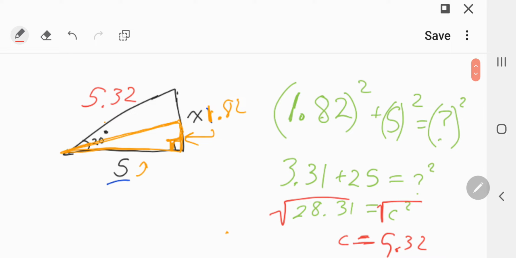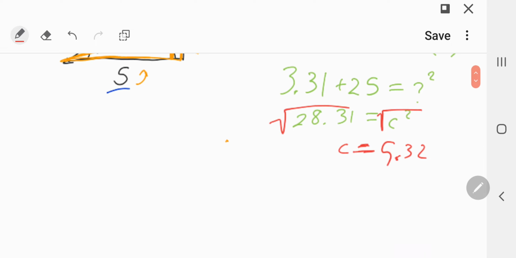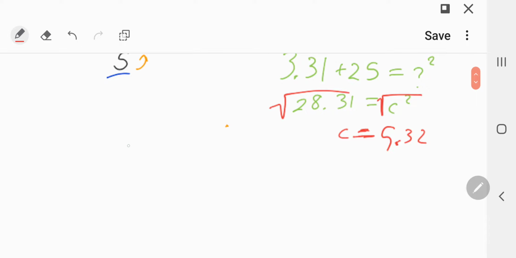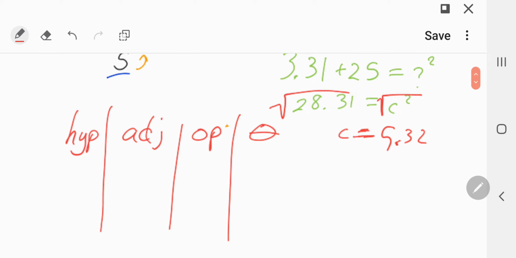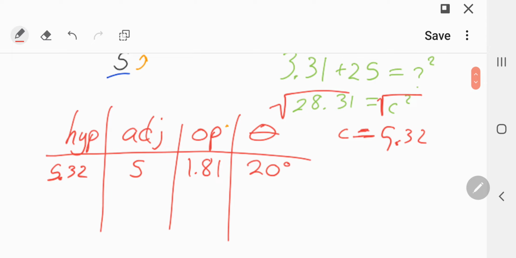Sweet. Now we're trying to learn. So what's the point of this? We're trying to learn something about triangles. So let's make this table. Hypotenuse, the adjacent, the opposite, and the angle we'll call theta. We figured out this is 5.32. The adjacent was 5. The opposite was 1.81, I think. Theta was 20 degrees. Cool.